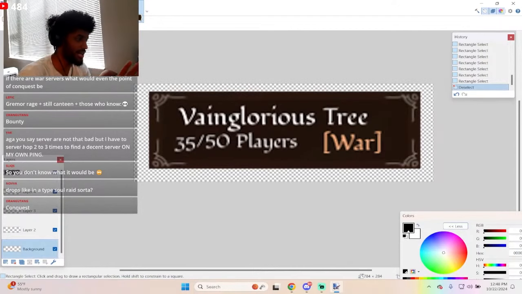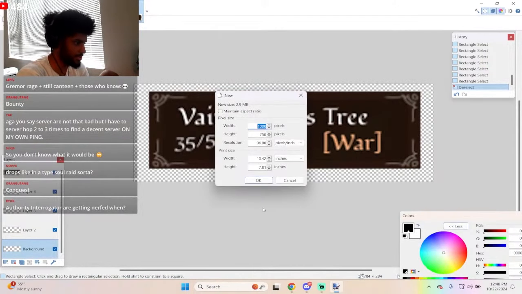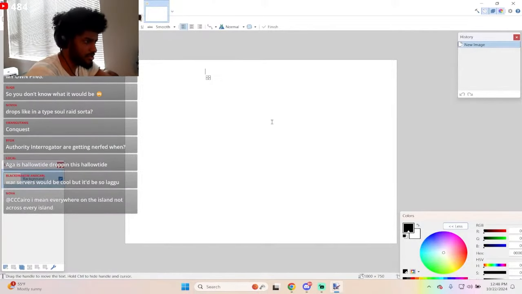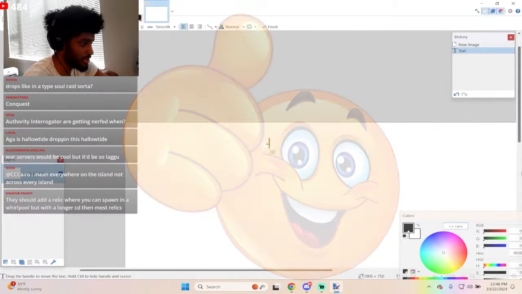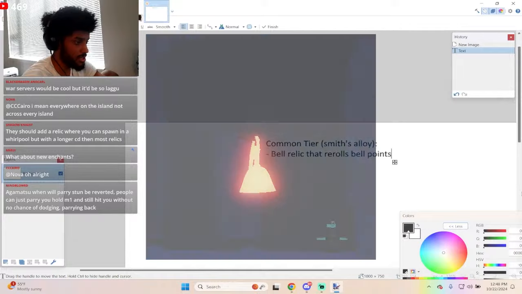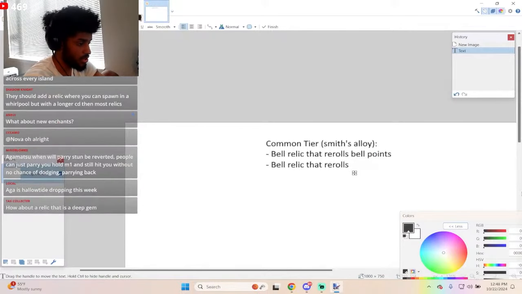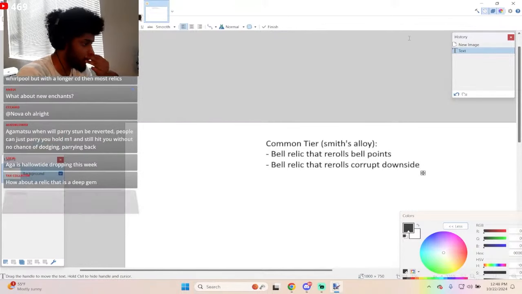There are three relics I think that I'm gonna be putting on the list, or two, depends. These are the ones that I'm definitely putting on the list. I think I've talked about these on stream before, but these are like a given. I think these are coming eventually, right? Bell relic that rerolls bell points, and bell relic that rerolls corrupt downside. Those two, very simple, should be very common, pretty easy to obtain or easy to craft relics.